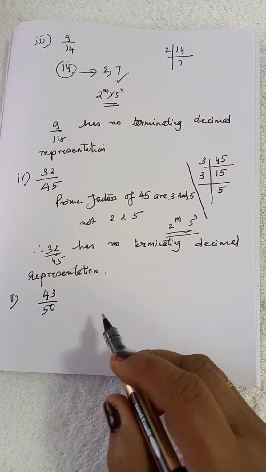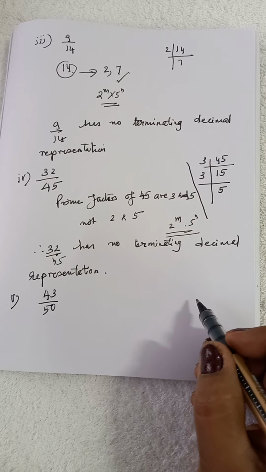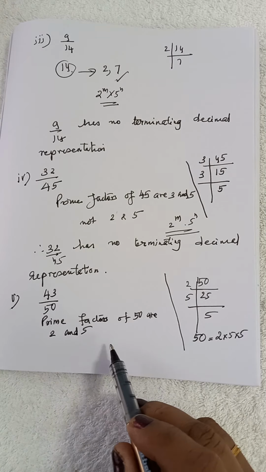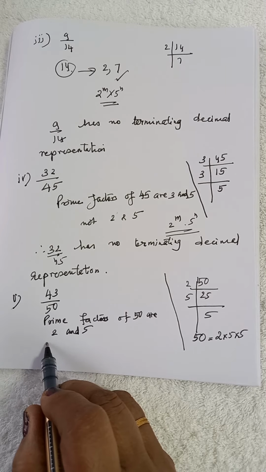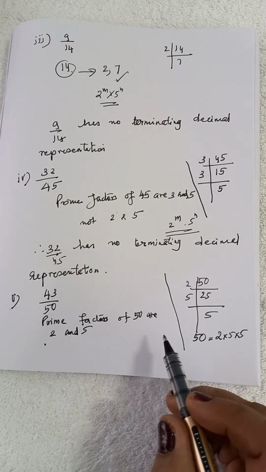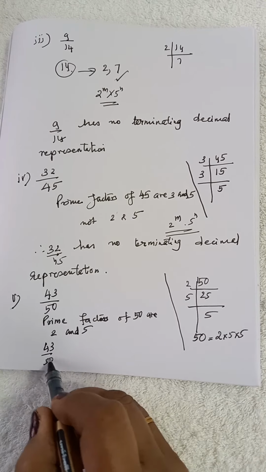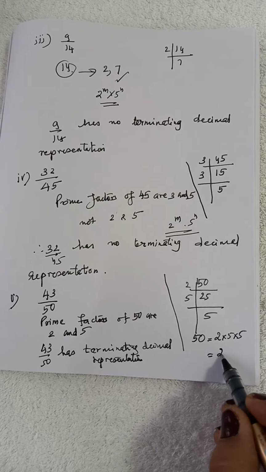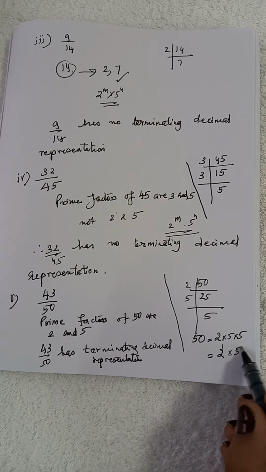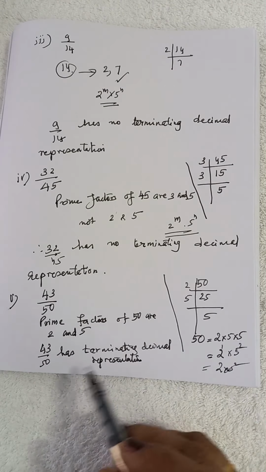Now, the fifth question is 43 by 50. 50 on factorizing, we can see that prime factors of 50 are 2 and 5. So, the denominator 50 can be represented in the form 2 raised to m into 5 raised to n. So, 43 by 50 has terminating decimal representation. Here this 50 can be expressed as 2 raised to 1 into 5 raised to 2. That is 2 into 5 raised to 2.